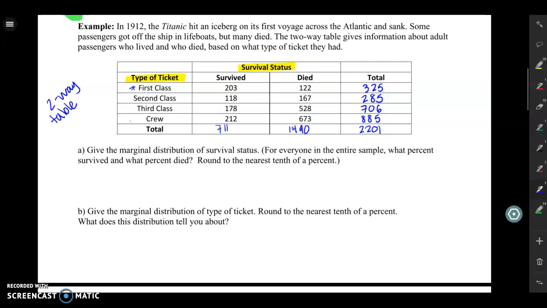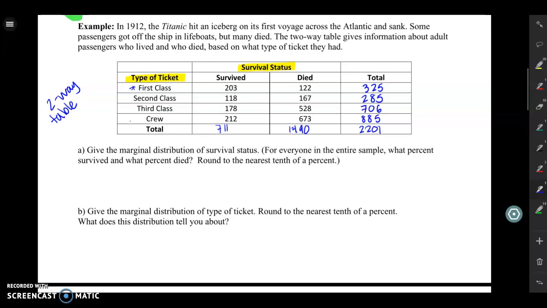Okay, in this video, we're going to answer a few questions about marginal and conditional distributions using the two-way table on this page. So this two-way table is about the Titanic, and we have two categorical variables that we're using. The first is survival status, so did the individual survive or die on the Titanic? And then also the type of ticket, so was the passenger holding a first class, second class, or third class ticket, or were they a member of the crew?